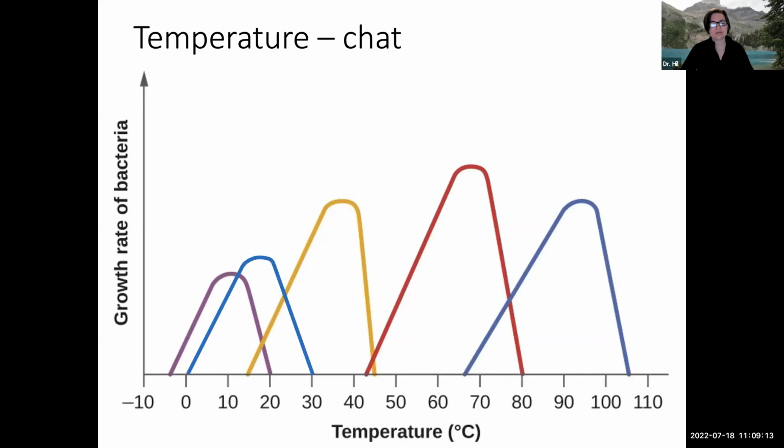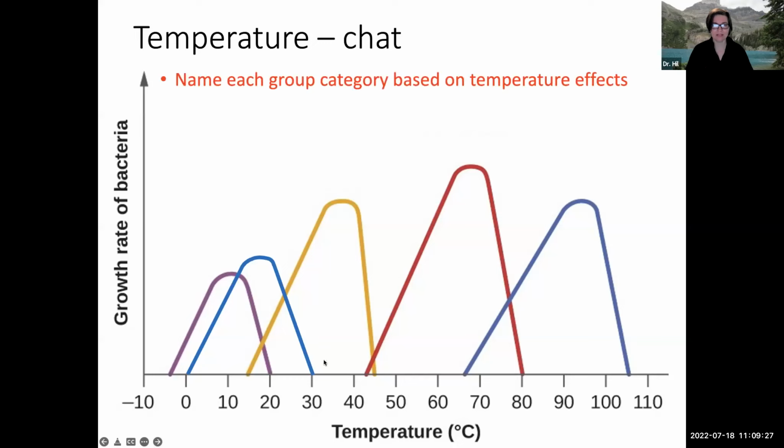So these categories relate to what's kind of the favorite temperature and then sort of the upper and lower limits of where particular organisms can grow. And so organisms in these different categories have been given category names. So as I indicate one of these lines, you're going to write into the chat what you think the group is called. So this purple line, where the organisms grow best at like maybe cold-ish temperatures.